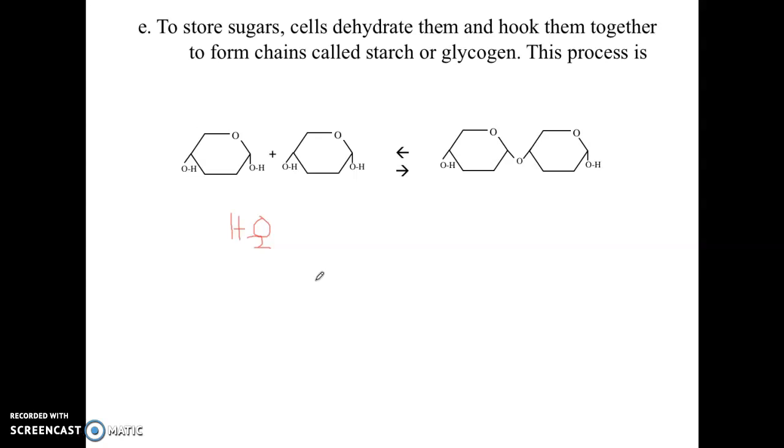We hook them together and form chains that are either starch if it's in a plant, glycogen if it's an animal. And that's that.